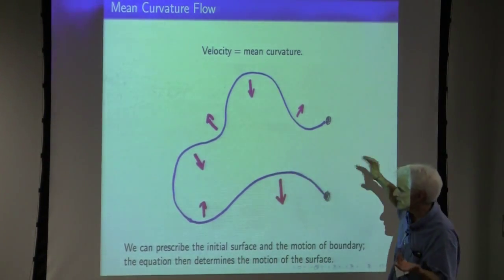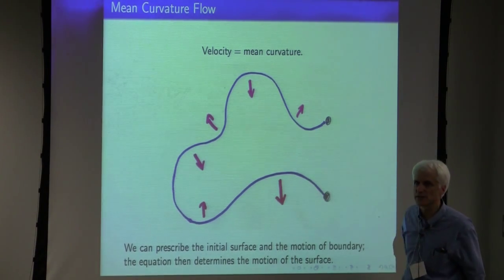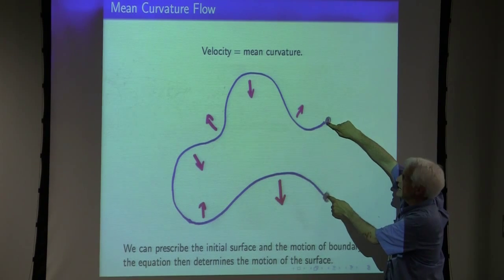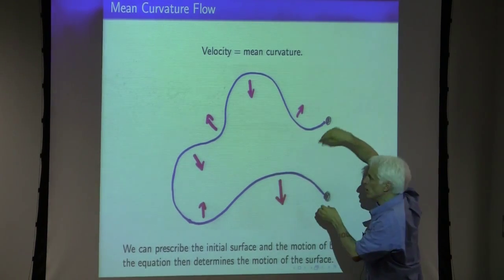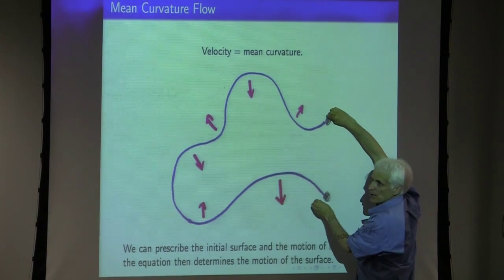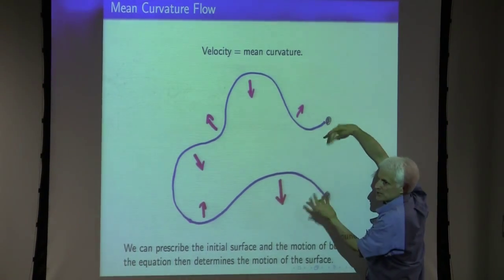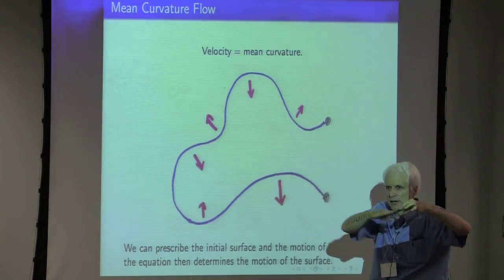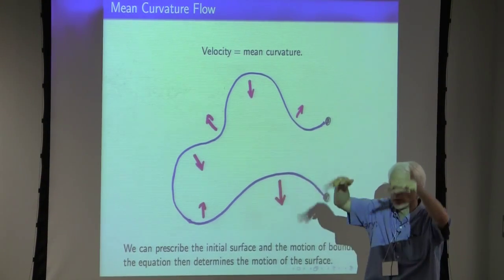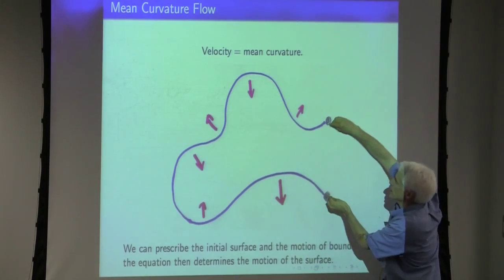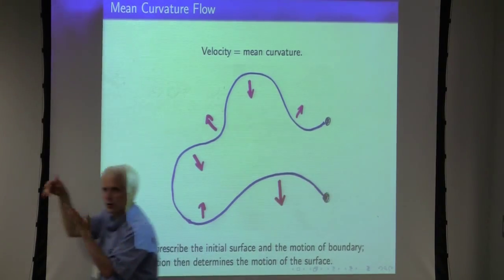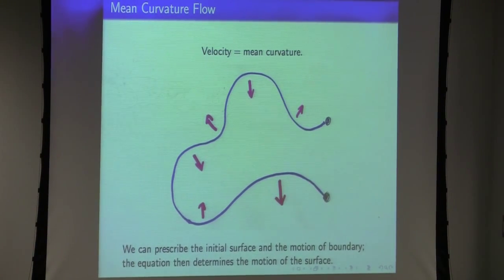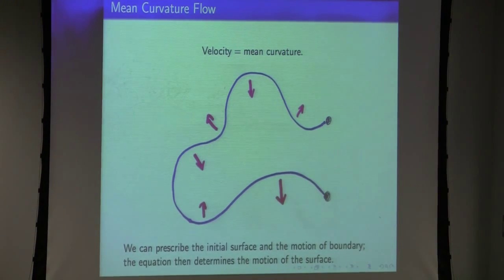Now, when people study this problem, they usually do it for closed curves or closed surfaces. But you can just as well do surfaces with boundary. And in that case, if you have a boundary, you could just fix the boundary and let the surface move. Or you can prescribe the motion of the boundary, just like when you solve the heat equation on a bar, you prescribe the temperatures at the endpoints, and the heat equation tells you what happens in between. Same thing here. You can move the endpoints however you like, and then the equation will make the curve move accordingly. So you can prescribe the motion of the boundary, and then the equation, velocity equals mean curvature, gives you a flow of the surfaces away from the boundary.